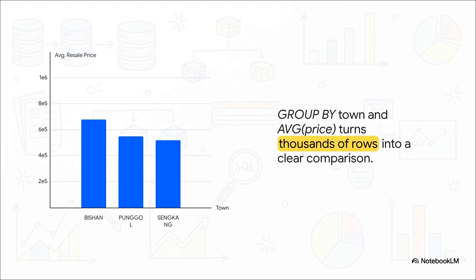And check this out. When you put those two things together, grouping into buckets with GROUP BY and then doing the math with a function like AVG, bam, you get something like this, which is one query. We've taken thousands of sales, grouped them all by town, calculated the average price for each town, and now we can see, instantly, that Bishan is pricier on average. This is how raw data becomes actual business intelligence.